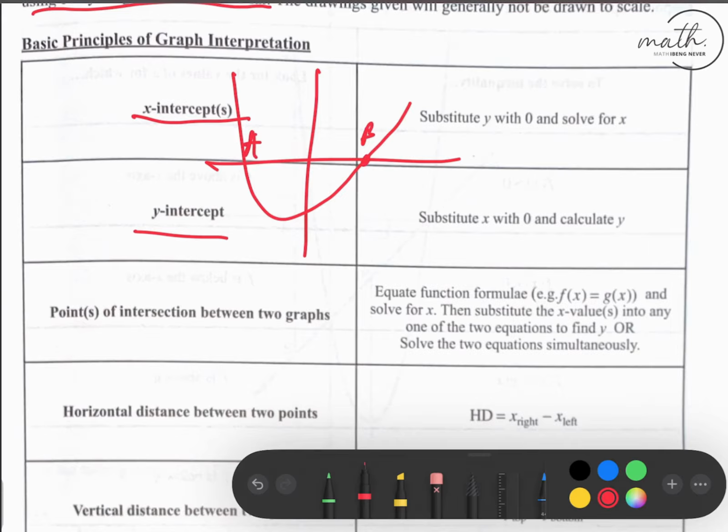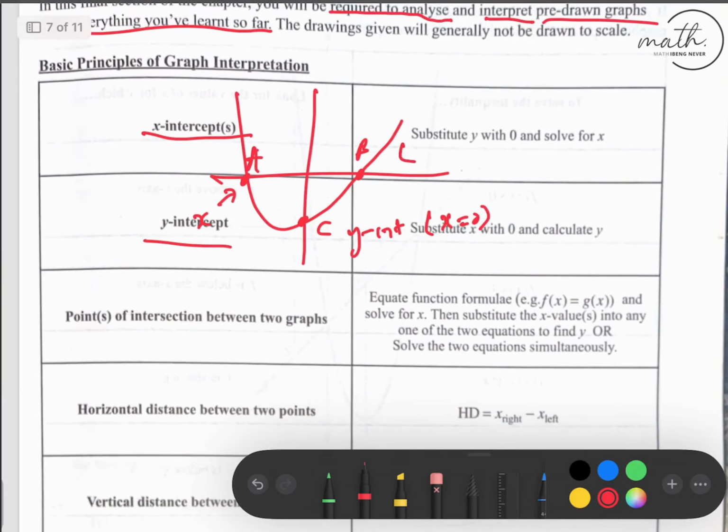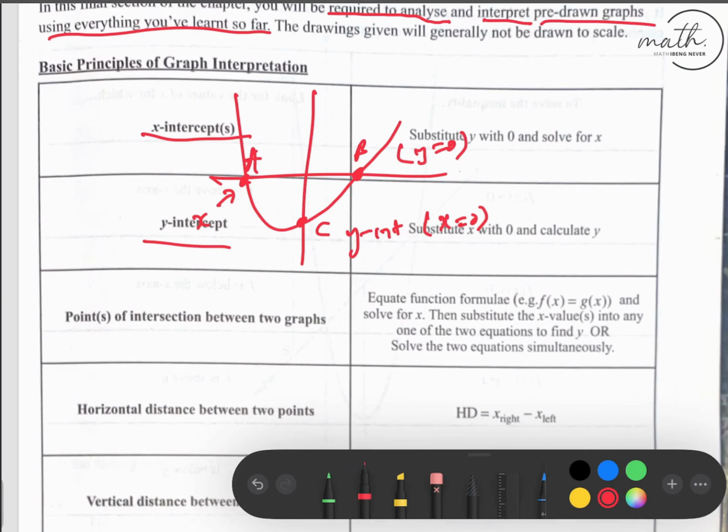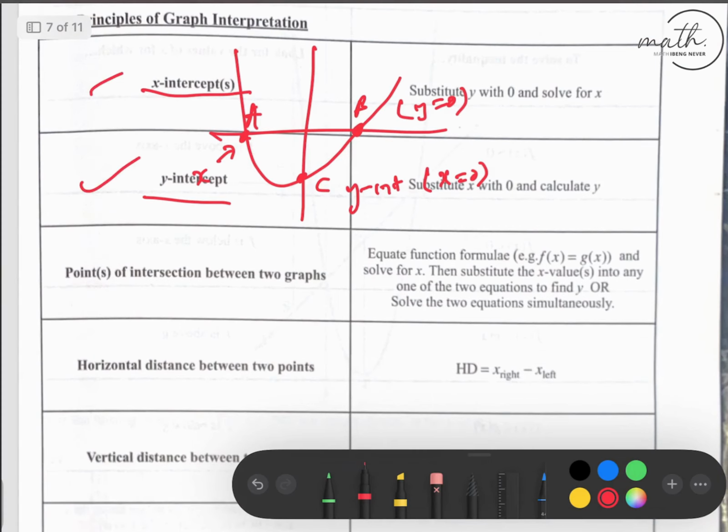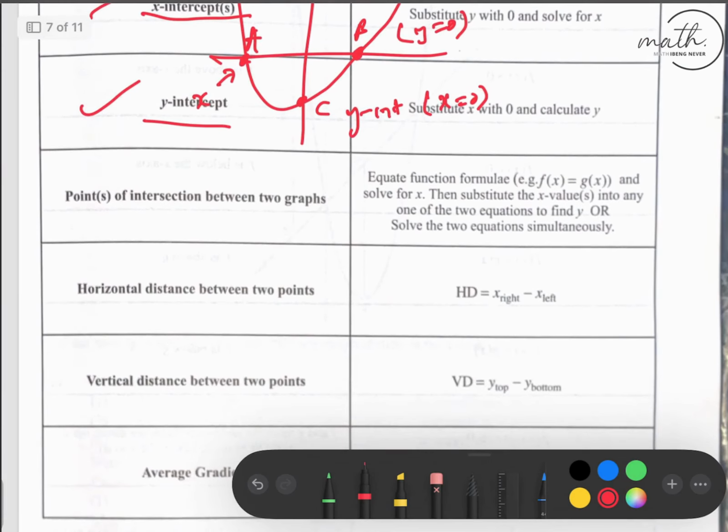You need to understand, if they say find coordinates of A and B, you're finding the x-intercept. So these are the x-intercepts. If they say here's C, this is the y-intercept. That means you just make x 0 and then you solve for y. Here you just make y 0 and then you solve for x, and then you're going to find the coordinates there. That is this and this. You also need to be able to see that.